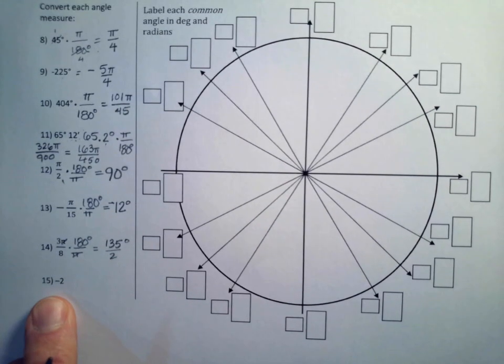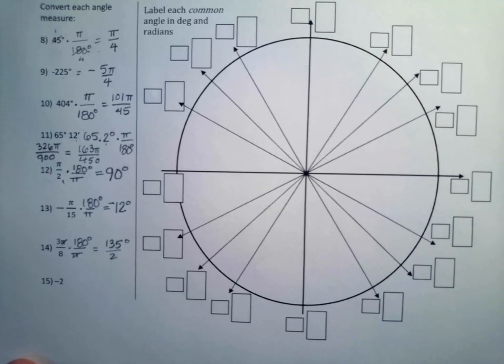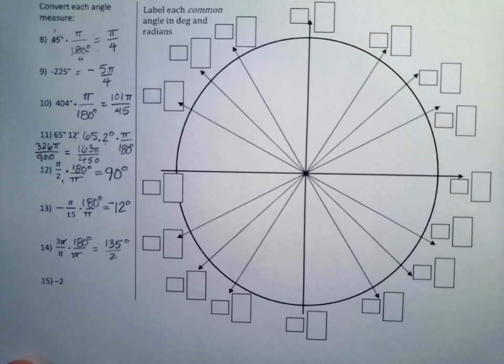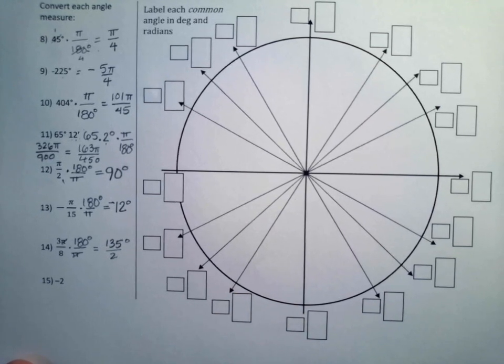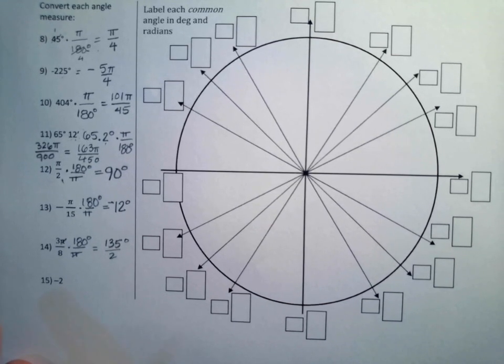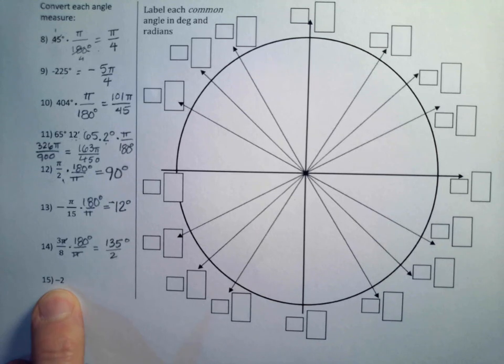And the next one, negative 2. That negative 2 doesn't have any degree symbol, so that's radians. Now, often our radians are going to have a pi next to them, because we know that half a circle, half a rotation, is pi. So often our radians are going to be in terms of pi, but not always. So negative 2 is negative 2 radians.